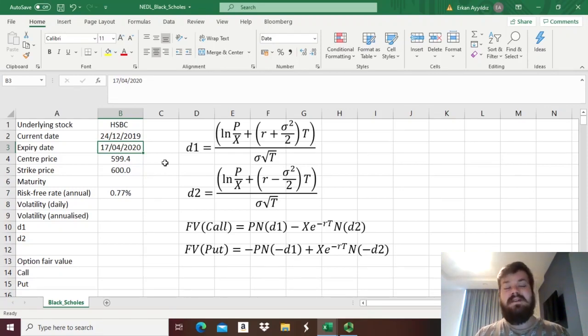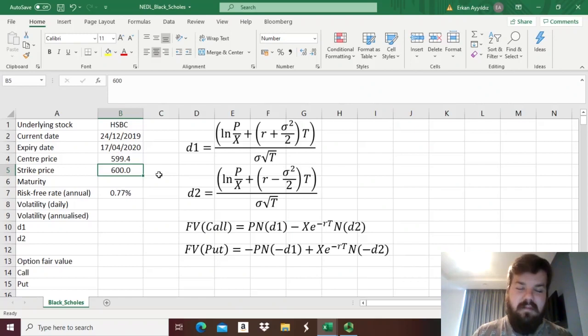The share price at the end of the trading day on the 24th of December has been slightly below £6 per share, so 599.4 pence per share, and we'll be trying to value calls and puts for the strike price of 600. If I may remind you, generally strike prices are round numbers that go in particular increments.